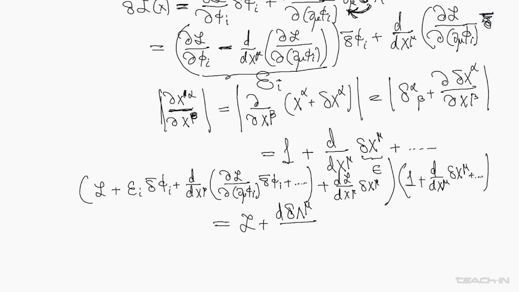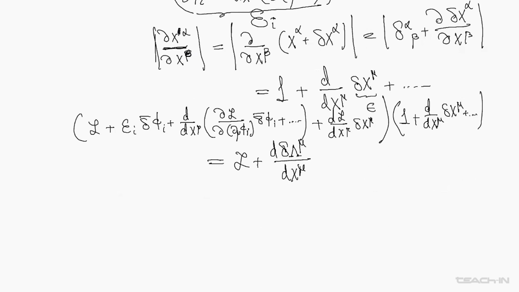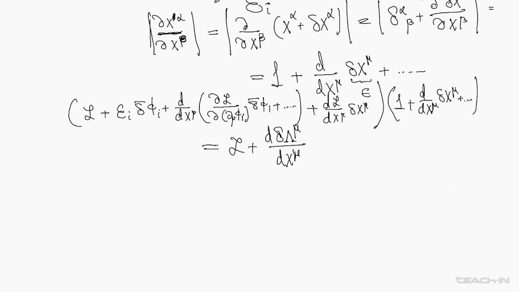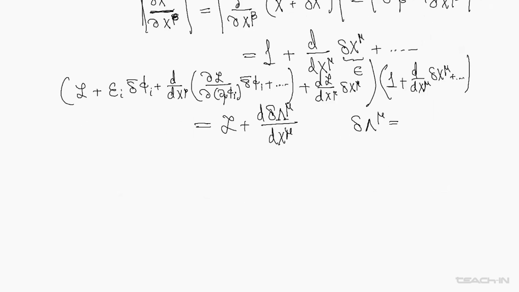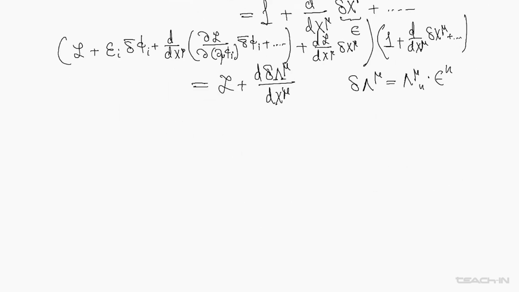So you need now to open the brackets on the left and collect the terms at leading order. As I said, delta lambda mu is understood as lambda mu n multiplied by epsilon n as well. So leading order in epsilon. After collecting the terms of order epsilon, you will get the following expression: d over dx mu, the total derivative, acting on d Lagrangian over d mu phi I times delta bar phi I, the variation of the form of the field, plus Lagrangian delta x mu minus delta lambda mu.